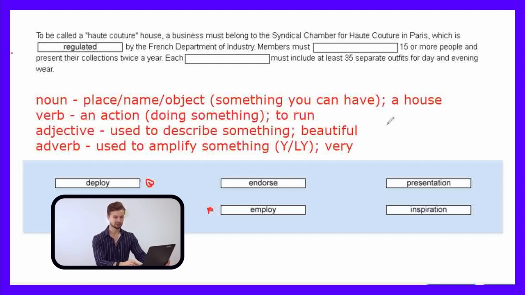Each running must include? No. Each beautiful must include? No. Each very must include? So even if you use that previous trick, you know there are only 2 options that could fit. So either to talk about a presentation or inspiration. But can an inspiration include 35 outfits? Doesn't make sense. Can I have a presentation for you in this video and wear 35 different outfits? I could, right? So here you can figure it out that each presentation must include 35 outfits.